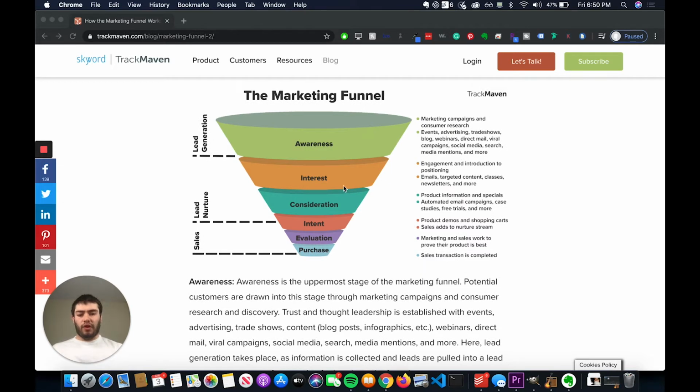Then in the interest part of the funnel, you are engaging people, you're positioning them, and you are trying to start going toward them taking an action. So you start sending them emails, you start doing remarketing, targeted ads, stuff like that. And you give away courses and different newsletters. That way you keep people interested and they keep subscribing to your content.